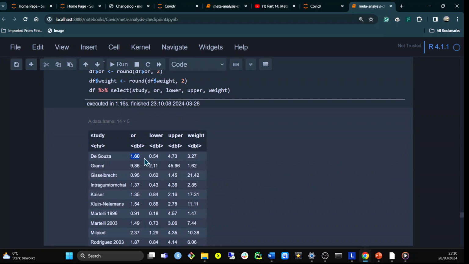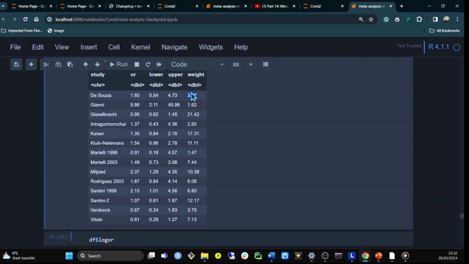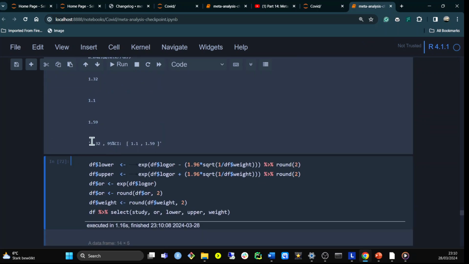So here we have the estimates, then we have the confidence interval, lower and upper, and then at the end we have the weight. So we have all the weights. I mean, if you add all of this, it should come to 100%, actually, to 100. And then we have the pooled odds ratio.